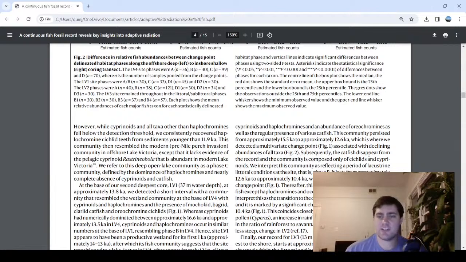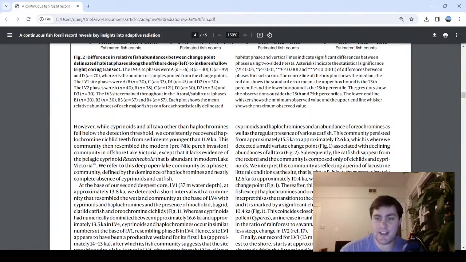Subsequently, the catfish disappear from the record, and the community is composed of only cichlids and cyprinoids. We interpret this community as reflecting a period of lacustrine littoral conditions at the site, that is, phase B. It lasts from approximately 12.6 Ka to approximately 10.4 Ka, where we detect another significant change point.